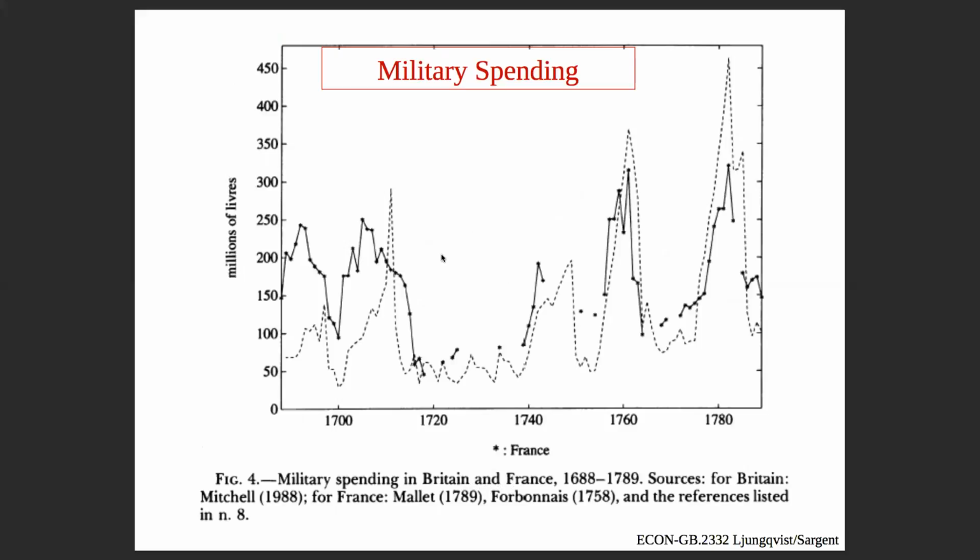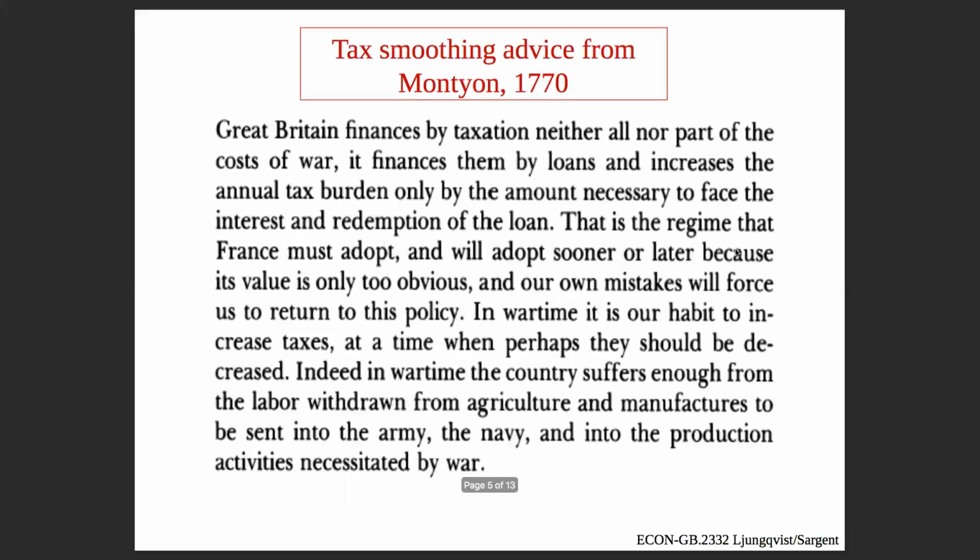This is a striking graph because it shows military expenditures in France and England, and despite the fact that France is a much bigger country, its expenditures are about the same as Britain's. Okay. So just to show you, the King got some really good advice. There's a French civil servant named Montjon in 1770, and he advances the Barrow-Gallatin model that we're going to see. So look at his advice.